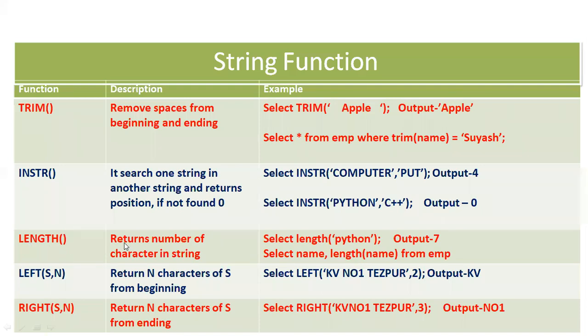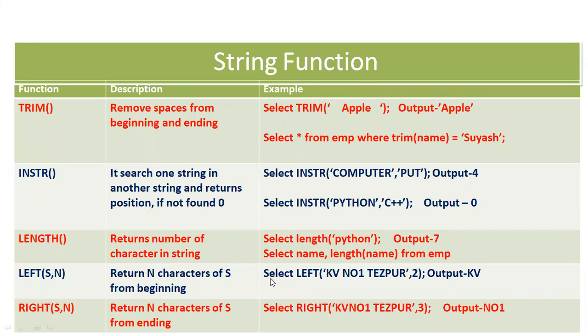The number of characters present in a string will return the length of the string. So here, select length of Python. How many characters are in Python? 7. So select name comma length from EMP. It will display name and length, so it also takes the length of the name.